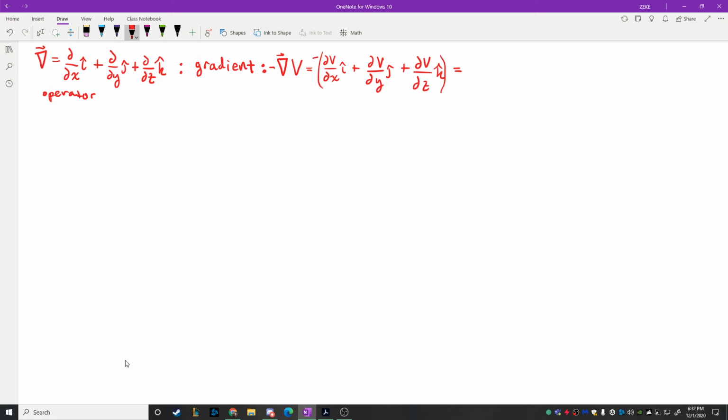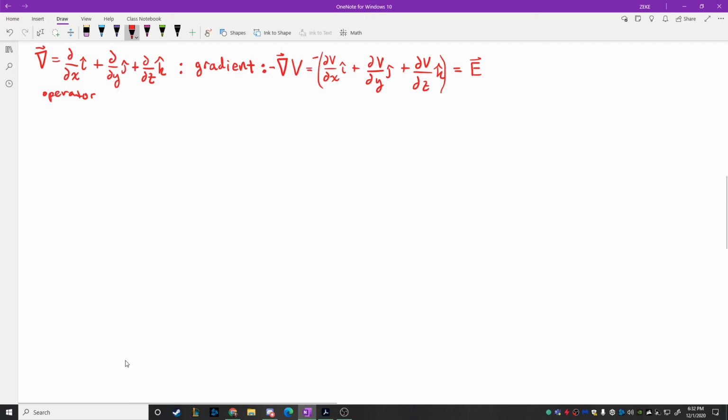This gives us, does anyone remember what this gives you? It starts with an E. This gives you the electric field. So if you know the electric potential is a function of x, y, and z, you can find the electric field. I'm pretty sure we did an example of this in this class, but I may be wrong.